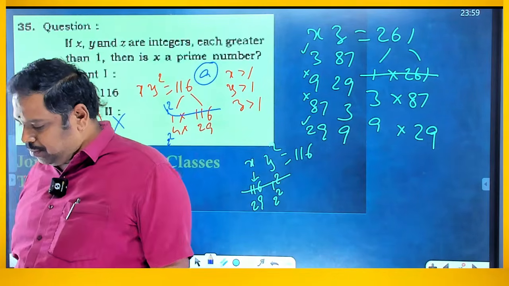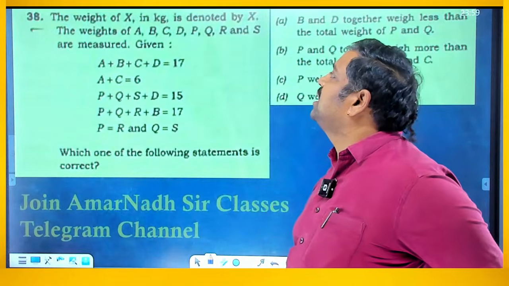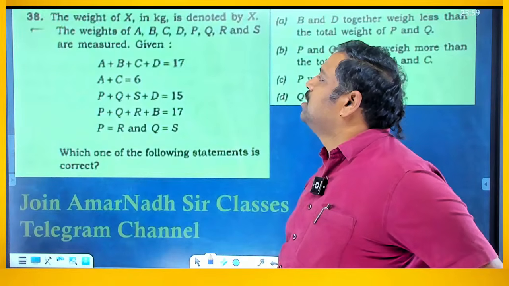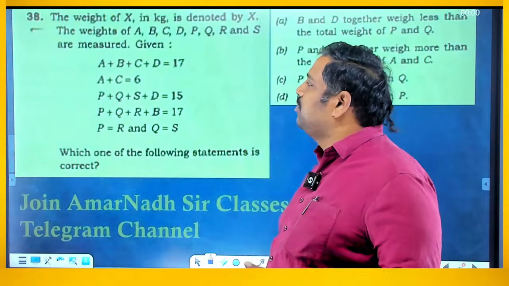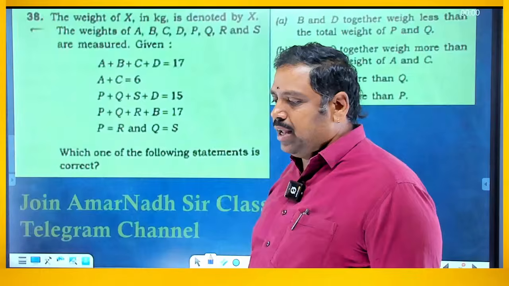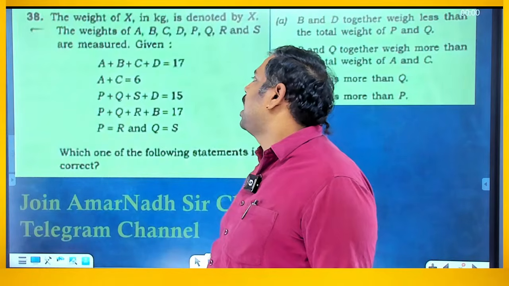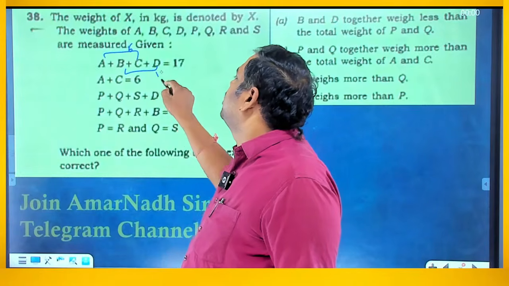Right, so the next one. The weight of x in kg is denoted by x. The weights of A, B, C, D, P, Q, R, and S, 8 members, are measured and given. A plus B plus C plus D is 17. A plus C is 6. If A plus C is 6, then B plus D is 11.